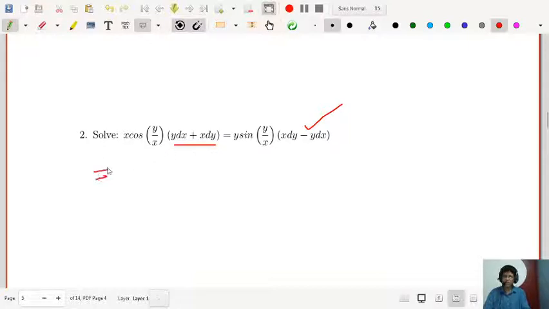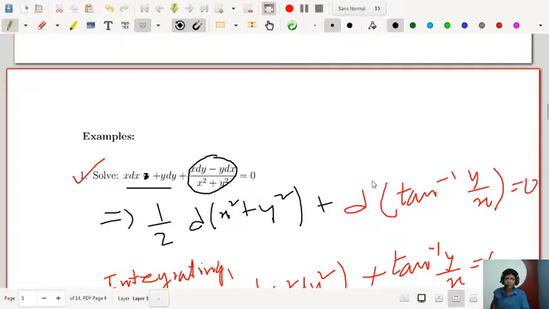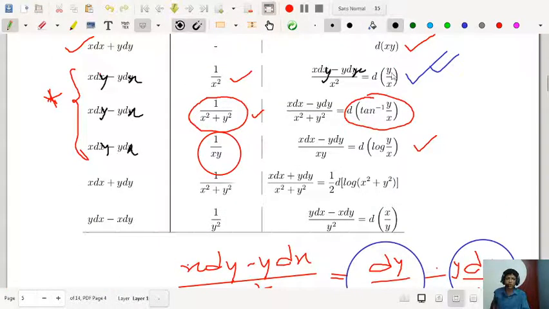So let me write x cos y by x, and look at that, your cos is a function of y by x, sine is a function of y by x. So naturally you need a y by x here. That is the clue of the problem. So you go to the table, you have a y by x there, so you need 1 by x square as the integrating factor.